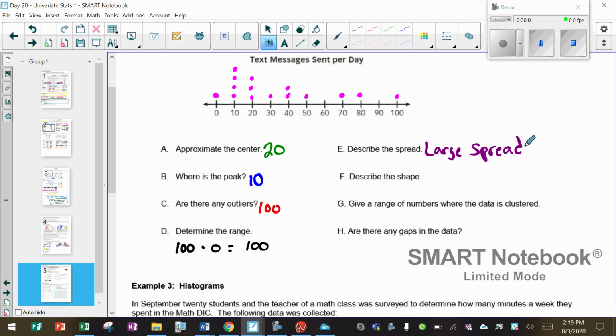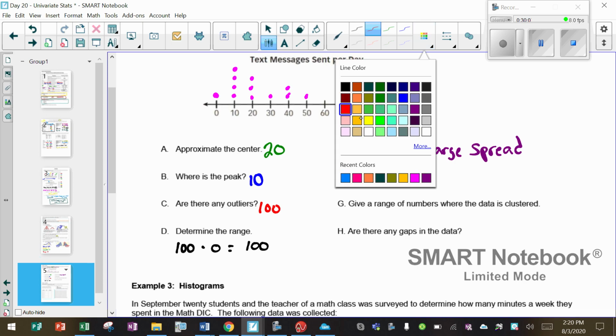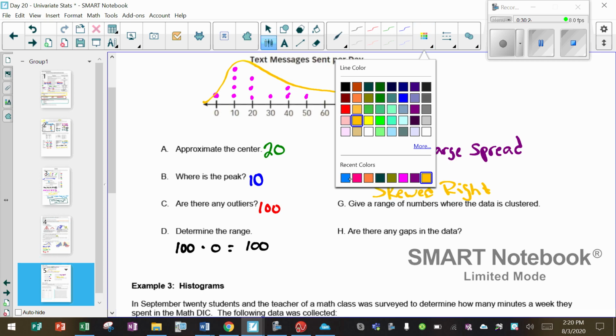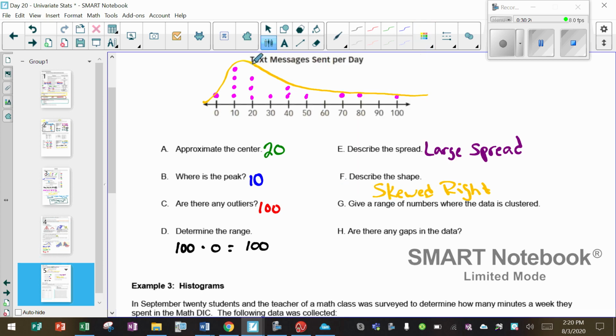Describe the shape? Well, if we were to try to trace this like we were doing some of the other examples, this would be pulled or skewed to the right. Give a range of numbers where the data is clustered. A cluster is like a grouping of numbers packed together. There's a nice little cluster right around 10 to 20.